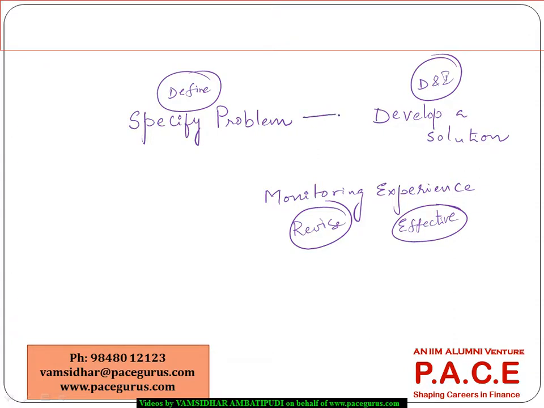So from specifying the problem, you develop a solution. Developing a solution can lead to monitoring of the experience. Again, monitoring of the experience can lead to specifying a problem. And in some cases, while developing the solution, you can come back and revise the problem. And it can happen the same way while developing the solution or while monitoring the experience, you can again come back to an improvisation to the development of the solution.